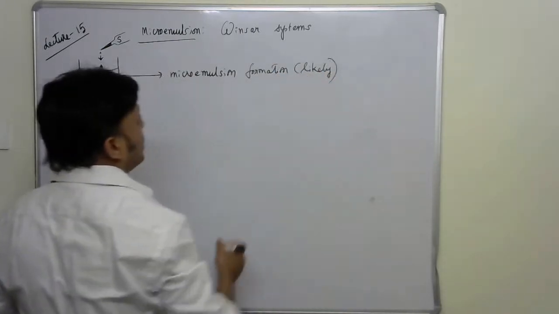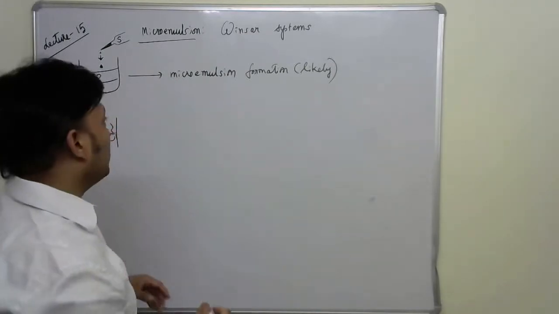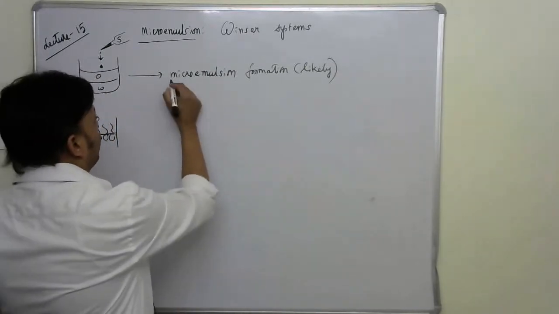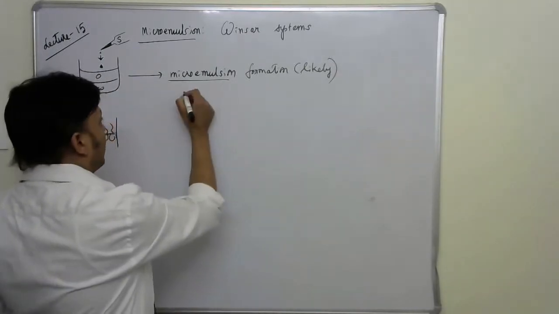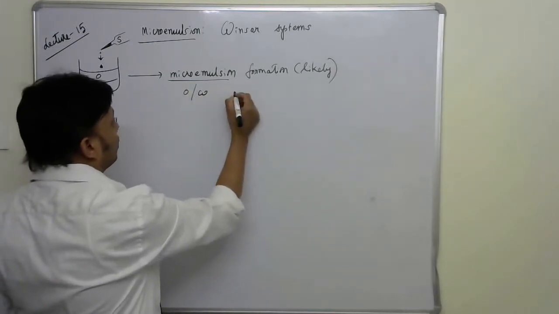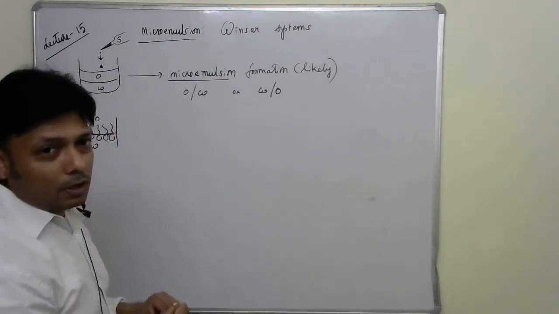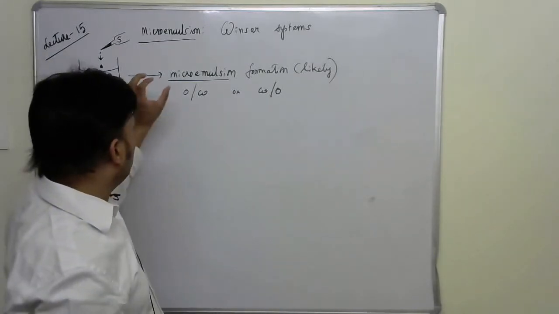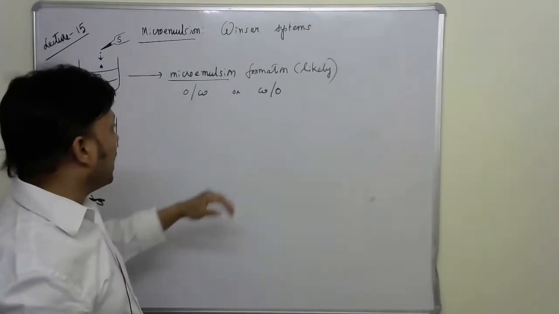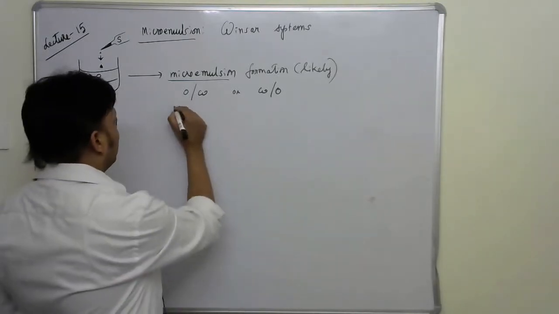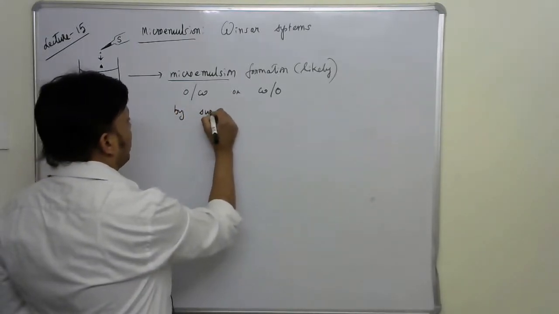Why am I saying most likely? Because this is in general. Alright, so what kind of microemulsion would be formed? Either it can form an oil in water microemulsion, or it can form a water in oil microemulsion. Whether it would be the first type or the second type would be governed by the surfactant type.